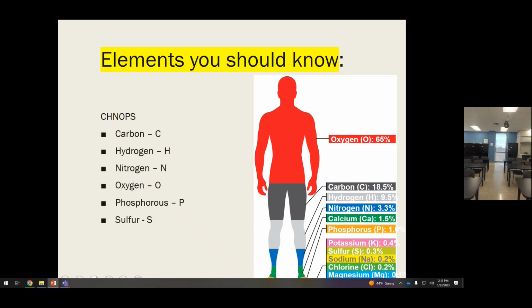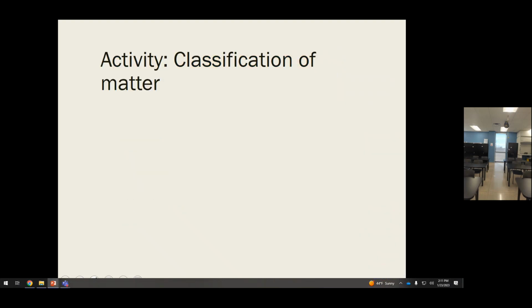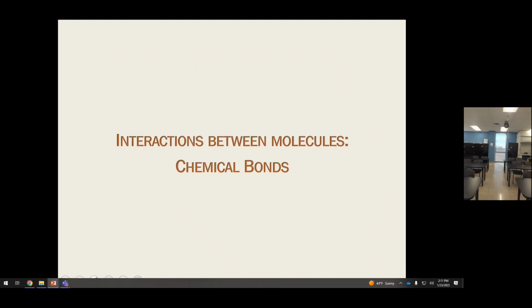These are the elements that you need to know for this class. They are the SCHNOPS elements. We have carbon, which is represented by the letter C, hydrogen, which is H, nitrogen is N, oxygen is O, phosphorus is P, and sulfur is S. These are the most commonly used elements in biology. We are going to skip this activity because this is an online class.